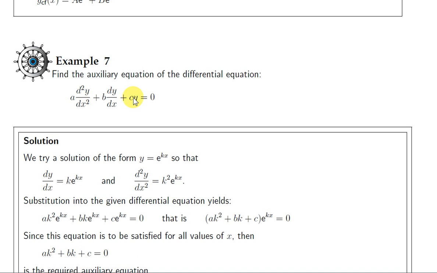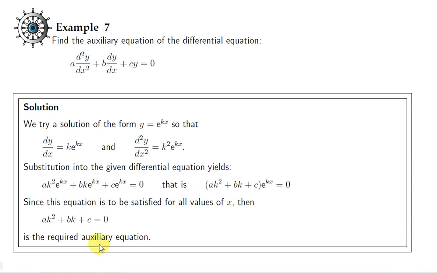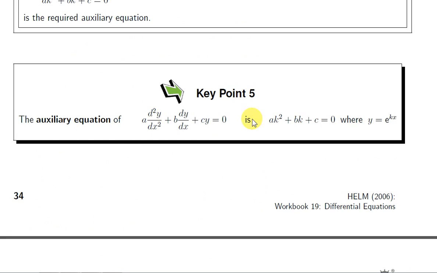Here's the general situation. a, b and c are constant coefficients. So if we run through what we did, we will end up getting this equation here. So we just multiply a by k squared, b by k, and then we have plus c. That gives us our auxiliary equation. And this product is 0, so the quadratic is 0. So that's the general situation there.